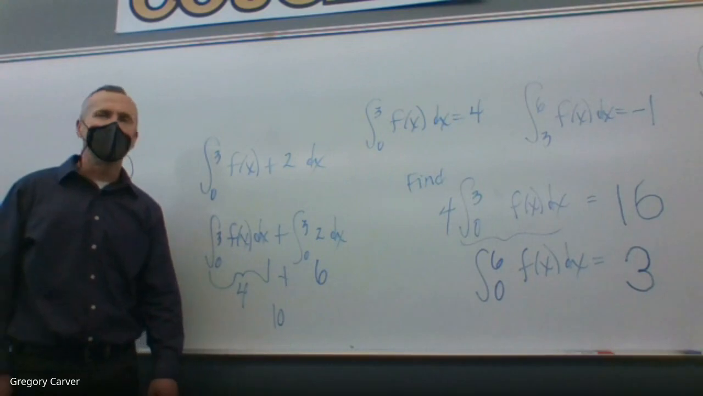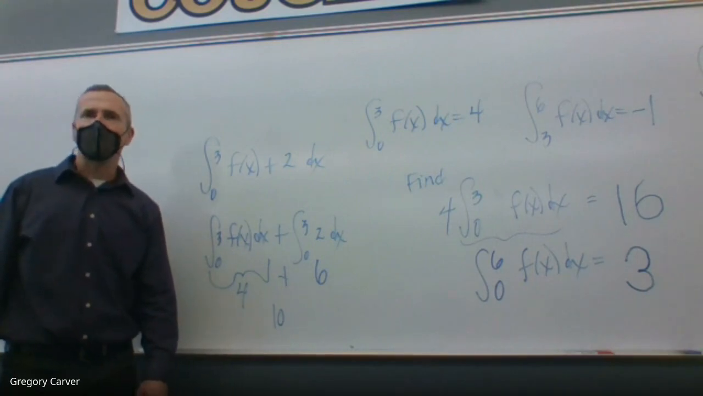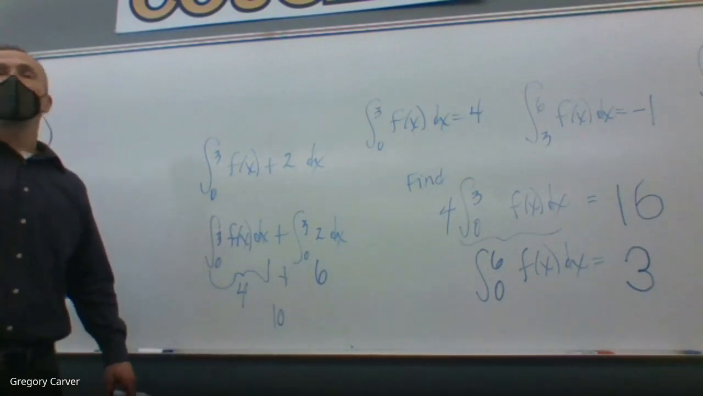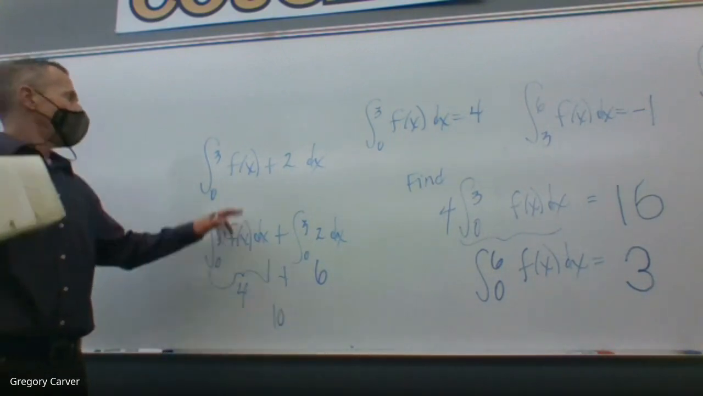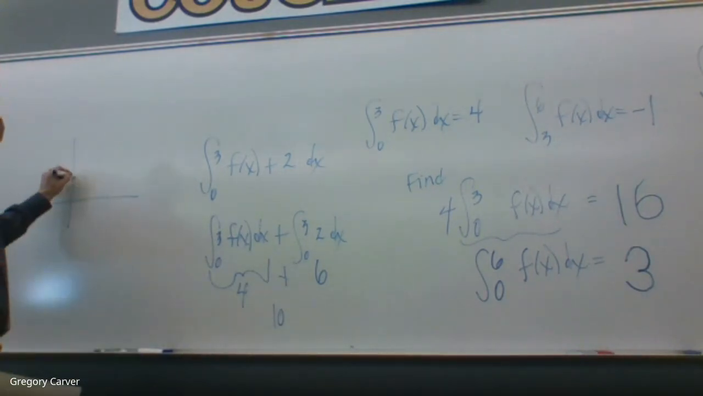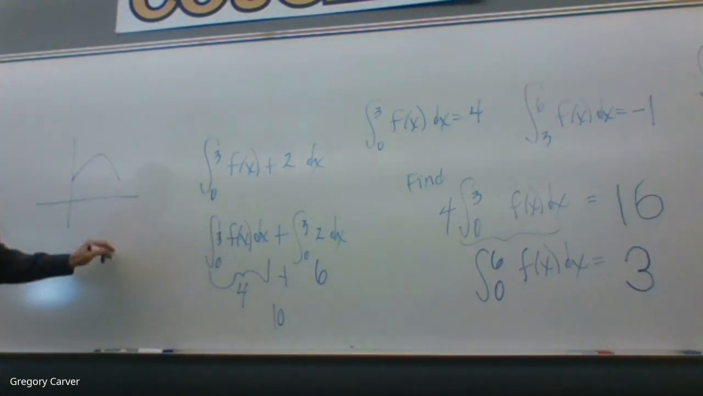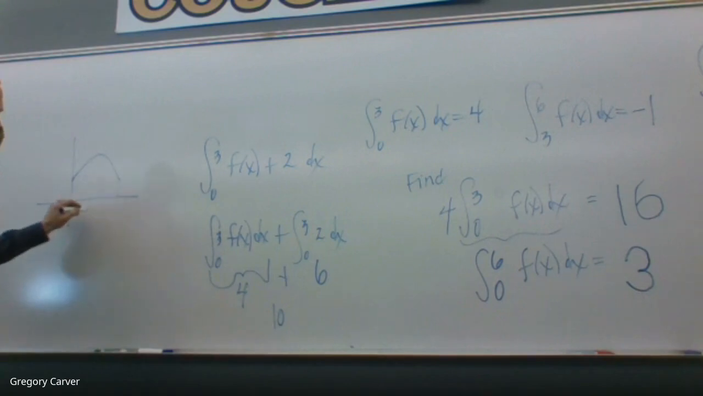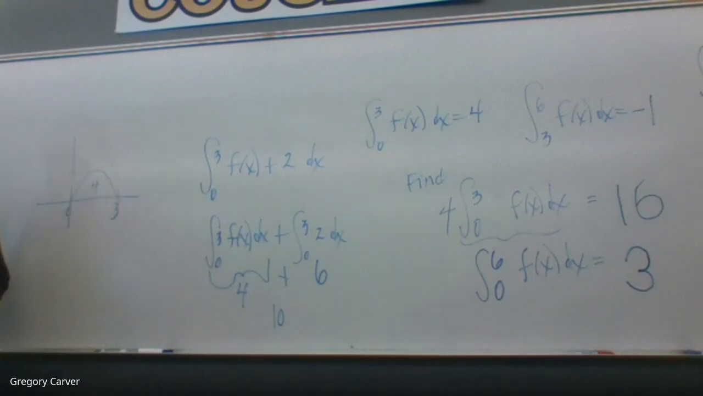All right, I'm going to shut up and let you guys tackle a few of these. Here's another way to look at it. Let's say this is f of x. I'm just going to draw it from 0 to 3, and I said it was 4, right? It doesn't matter what it looks like. I'm going from 0 to 3, and in here is 4 units of area.